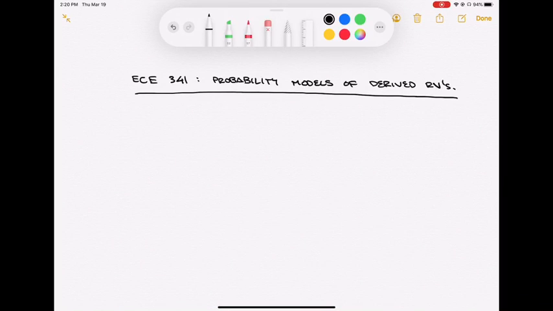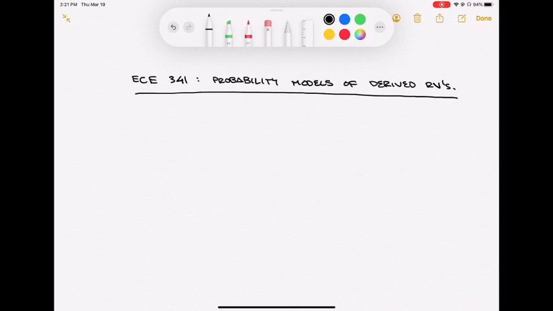Okay, so this is a lecture in 341 random processes. Last time we were talking about mixed random variables. This lecture's focus is going to be on probability models of derived random variables. If you're following along in the book, this is chapter 6, sections 6.2 to 6.3, somewhere around in there. These are probability models of derived random variables that are continuous random variables.